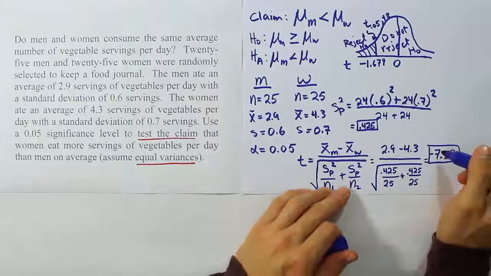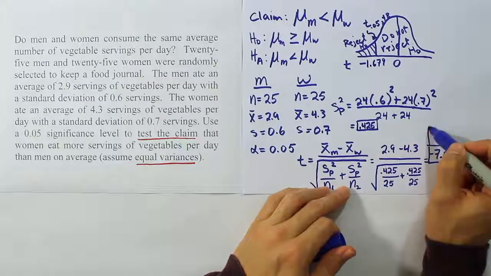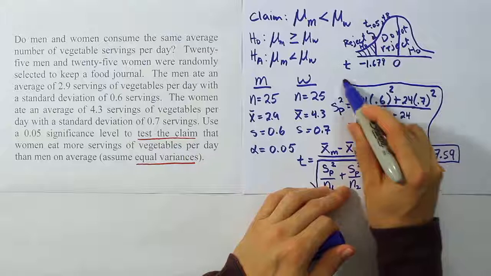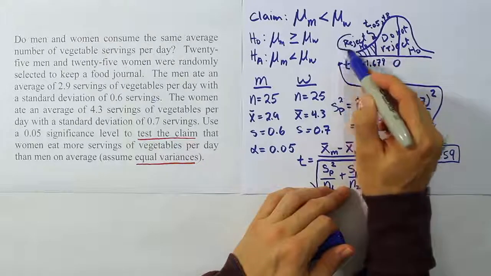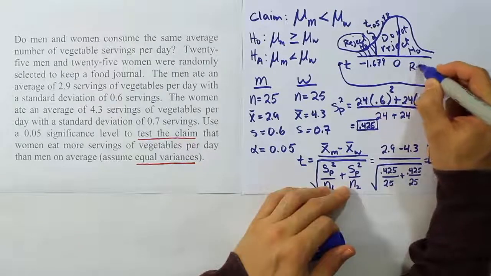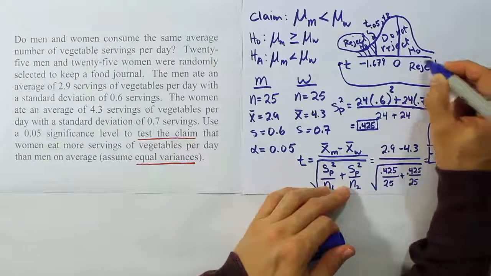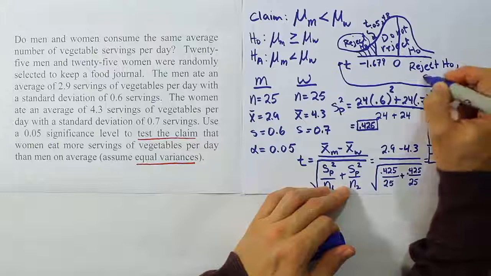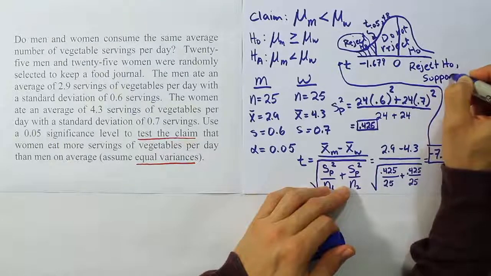And now, of course, we know our test stat is way over here, off the charts, and definitely in the reject HO side of the curve. So our initial conclusion is going to be that we should reject HO and therefore support HA.